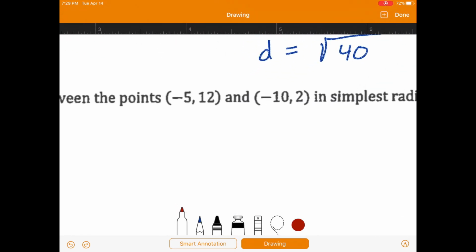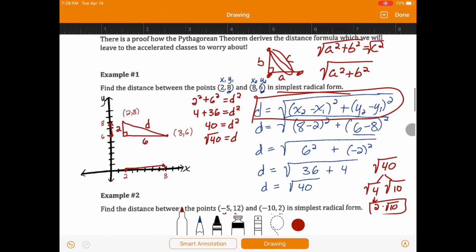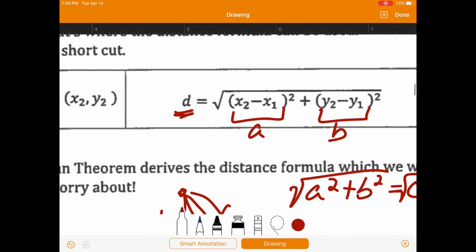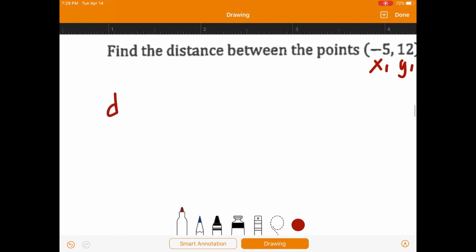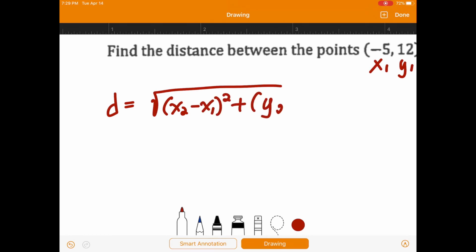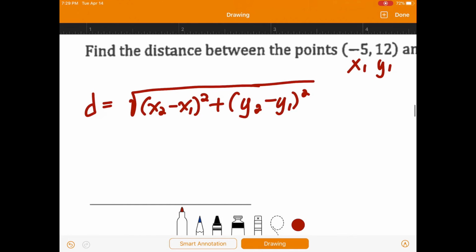So we've got these 2 points that we're finding the distance between. So we've got x1, y1, x2, y2, and we're going to plug into this formula. So that is the distance equals the square root of the difference in the x's squared plus the difference in the y's squared. And then you're just going to plug in.